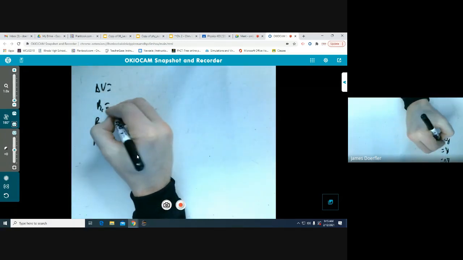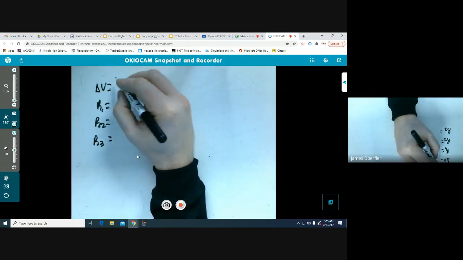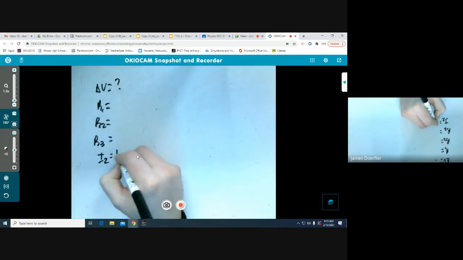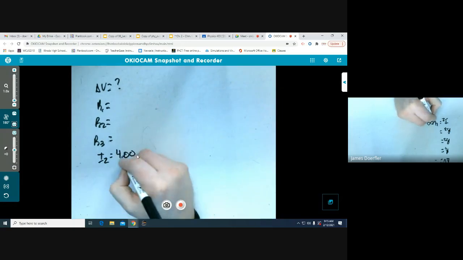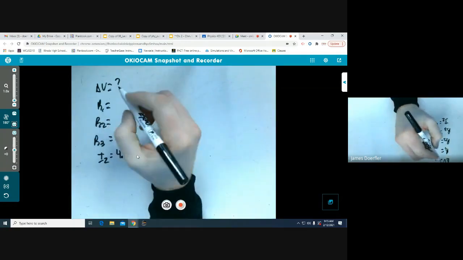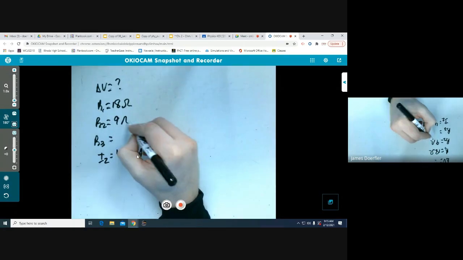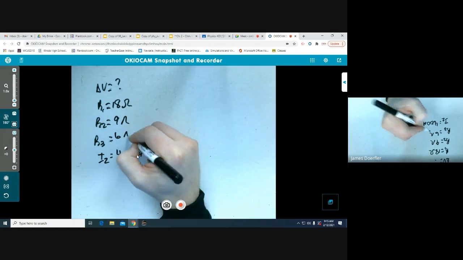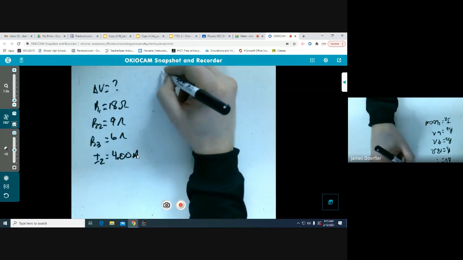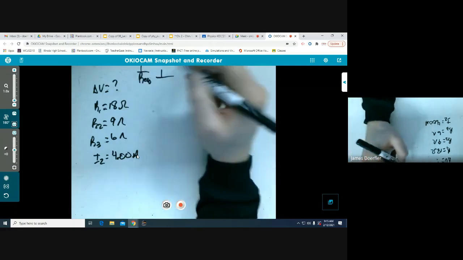So again, our EMF, we don't know. Our voltage, we don't know. We're going to solve for that. We know what our current is, though, in the second resistor, and that's 4.0 amps. And so our first resistor, 18 ohm. Second resistor, 9 ohm. And third, 6 ohm. So go ahead. I want you to calculate the equivalent resistance of this circuitry.